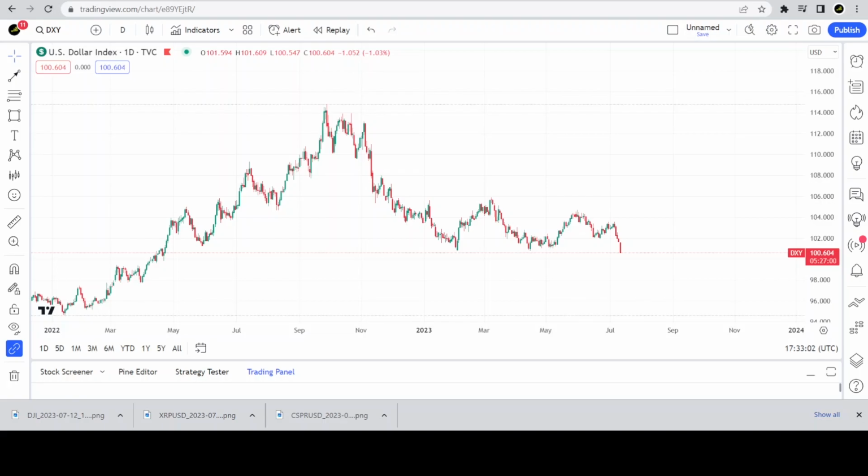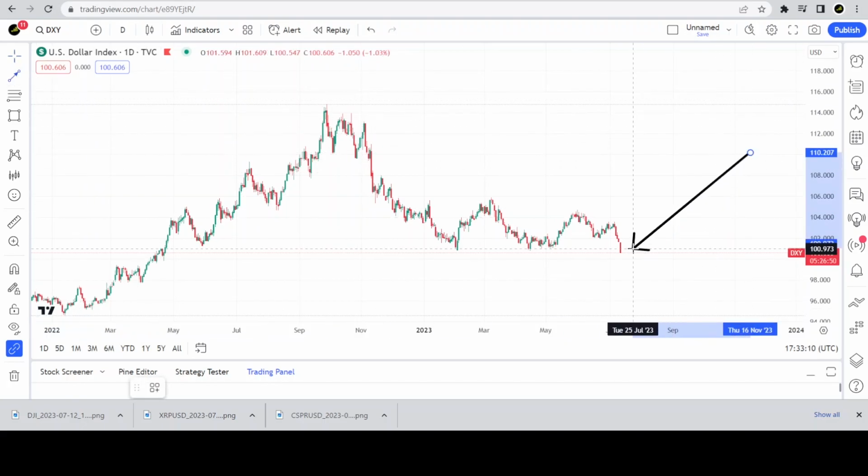Well, today I'm not looking at a crypto chart. In fact, I'm looking at the US dollar index, also known as the DXY. And as you can see, it is currently looking like it's in a free fall.